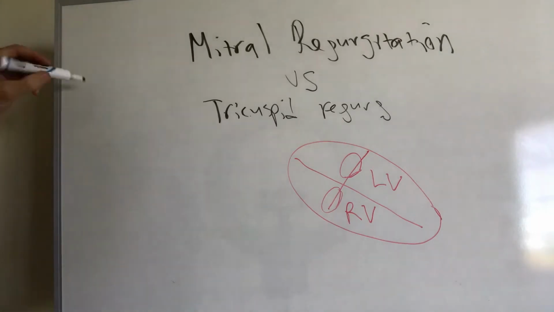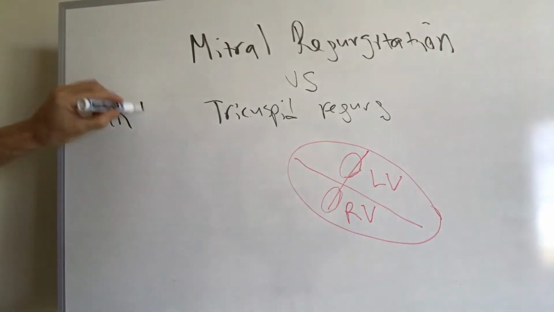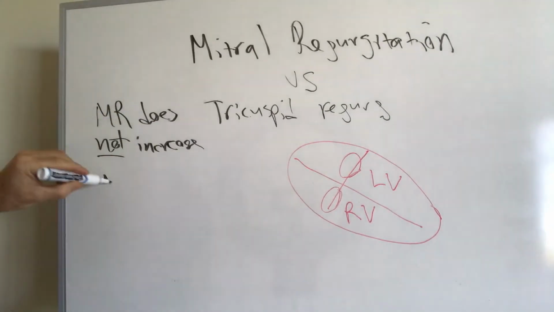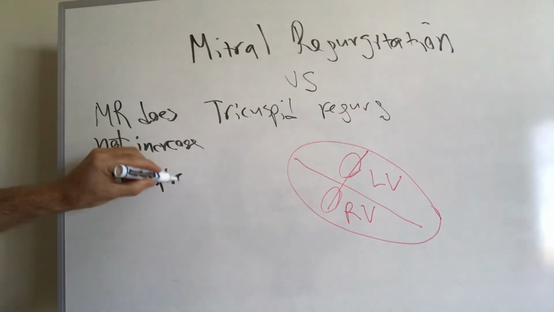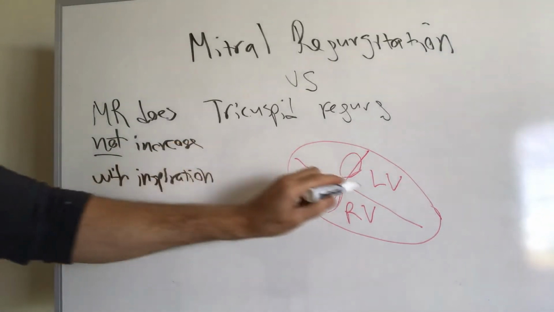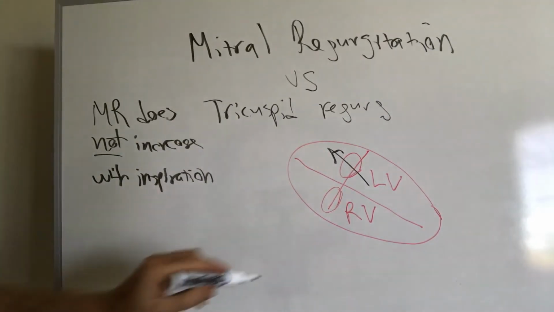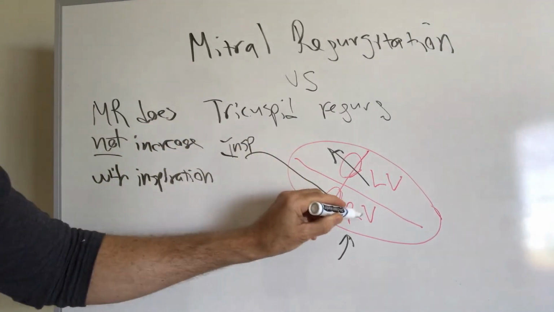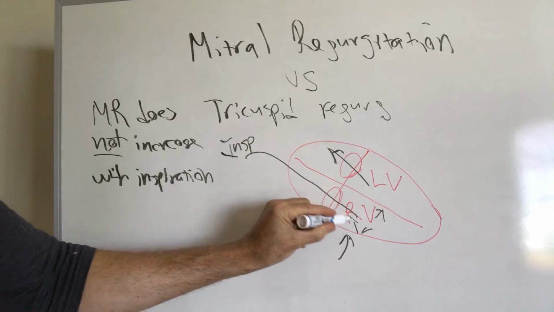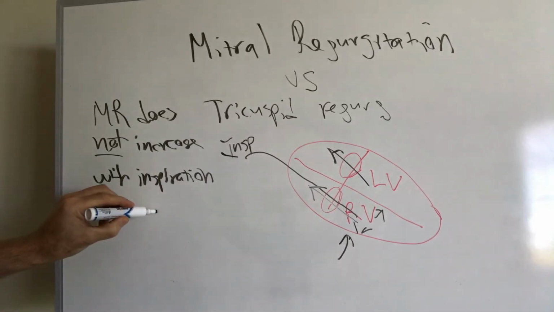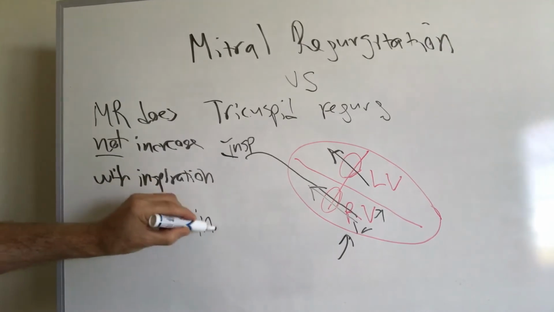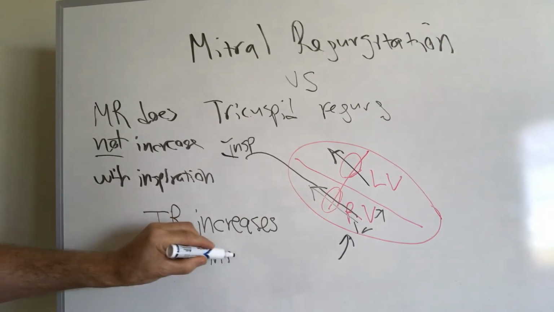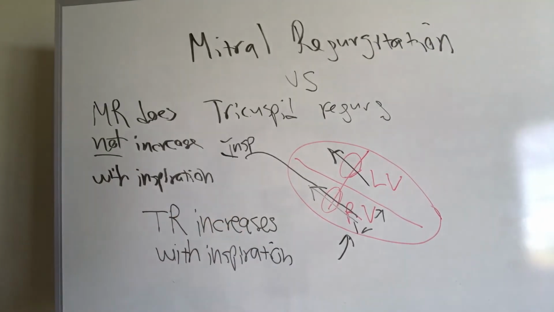Mitral regurgitation and tricuspid regurgitation both occur during systole, so it's a little difficult to distinguish between them. One important point is that mitral regurg does not increase with inspiration, and tricuspid regurg does. So when the heart contracts while you're taking an inspiration, the inspiration causes increased filling of the right atrium and therefore increased filling of the right ventricle. Since the right ventricle is more full, when it contracts, it can contract harder and is going to cause an increased amount of tricuspid regurgitation. So TR increases with inspiration.